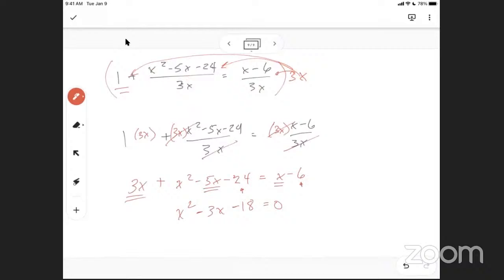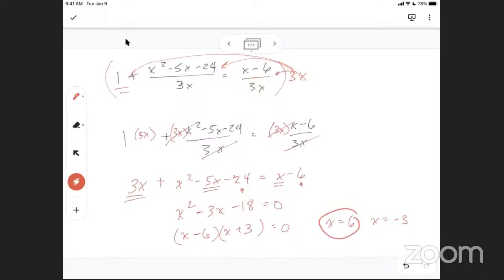So let's try to factor it. How do I factor? Put an x, put an x. What multiplies to negative 18 and adds to negative 3? How about 6 and 3? Negative 6 and positive 3? Yeah. So x equals 6 or x equals negative 3.